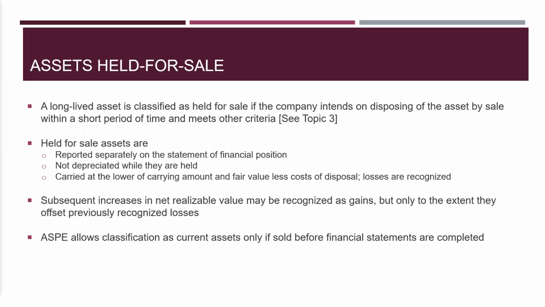Any subsequent increase in the net realizable value may be recognized as a gain as long as it is only to the extent of offsetting previously recognized losses. ASPE is going to allow the classification as current asset only if sold before the financial statements are completed, else we do not change the classification of your held for sale assets under ASPE.